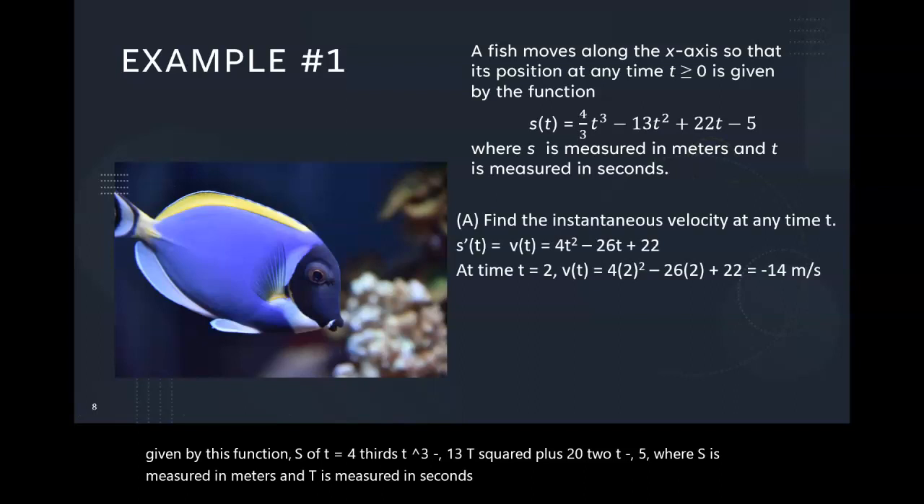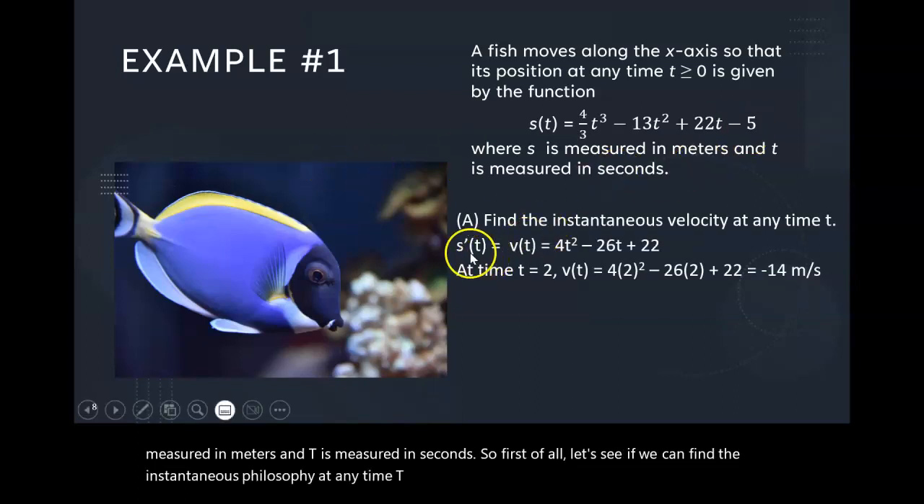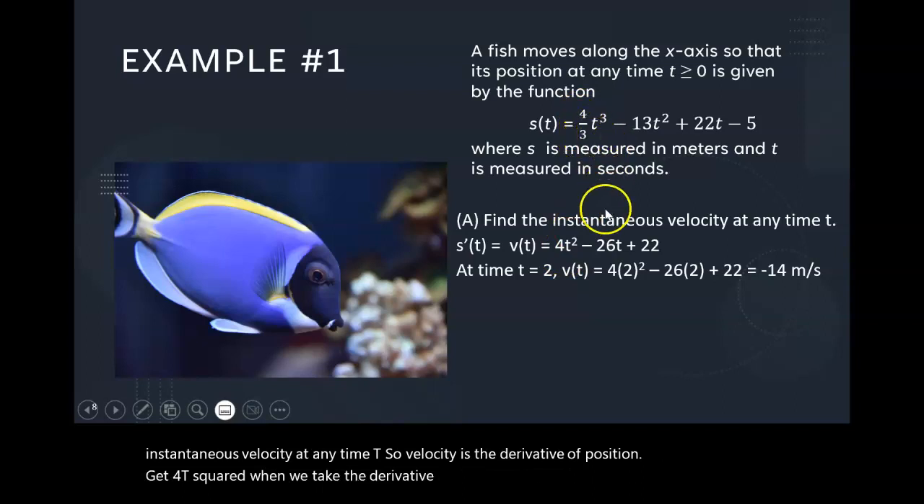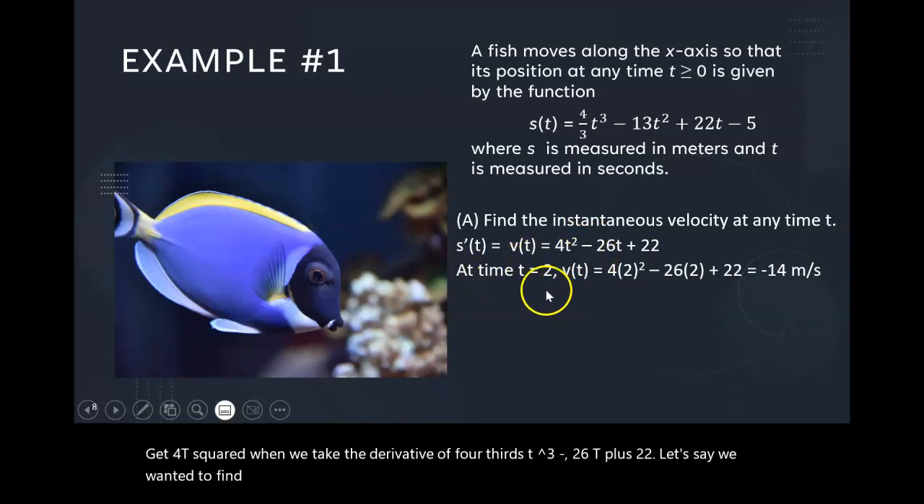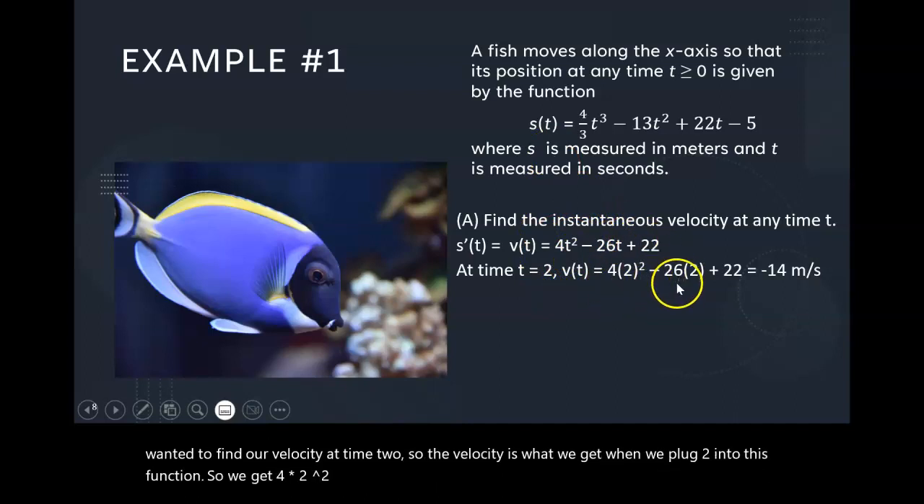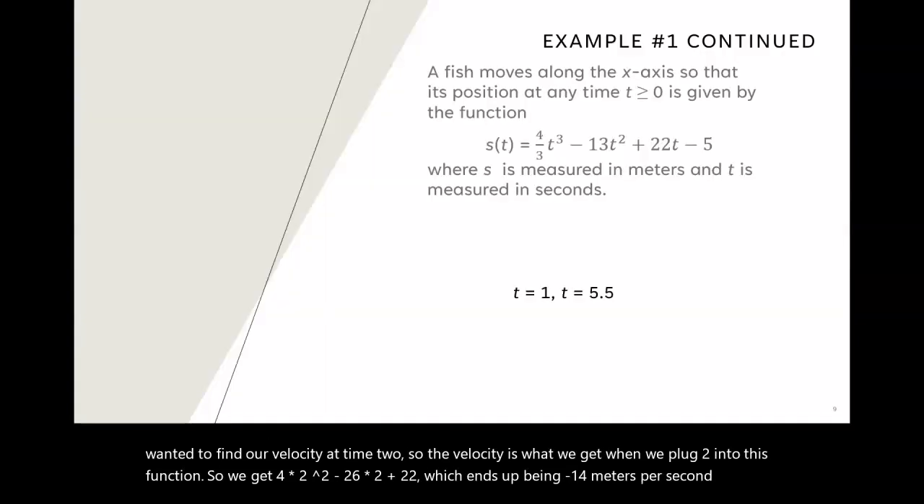So first of all, let's see if we can find the instantaneous velocity at any time t. So velocity is the derivative of position, so we get 4t squared when we take the derivative of 4/3 t cubed, minus 26t plus 22. Let's say we wanted to find our velocity at time 2. So the velocity is what we get when we plug 2 into this function. So we get 4 times 2 squared minus 26 times 2 plus 22, which ends up being negative 14 meters per second.